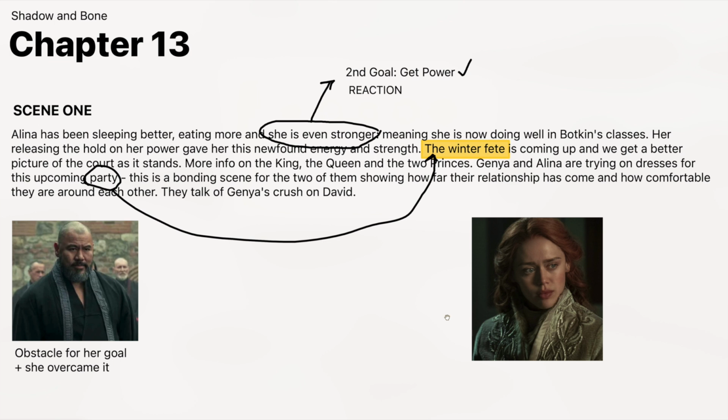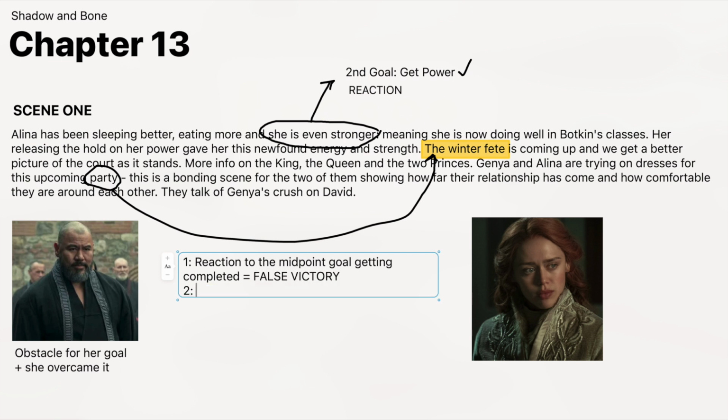It might seem a little scattered, what's going on here, how I laid it out in just this matter-of-fact paragraph. So let's break down what's really happening here. First, we have the reaction to the midpoint goal getting completed. And remember, this also is kind of called a false victory. 2, we have promise of an event in the future. This is moving the plot forward without use of a time jump or anything like that.